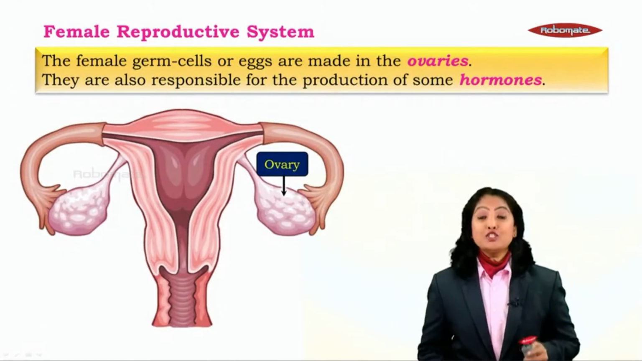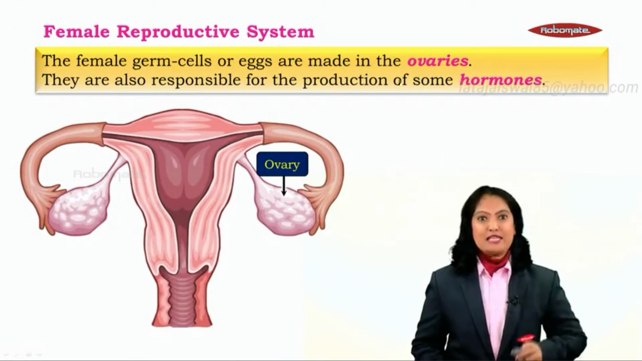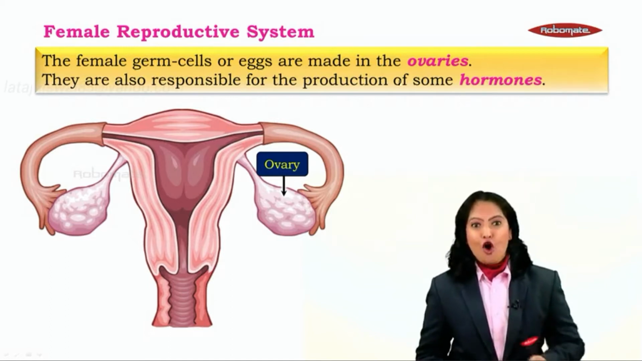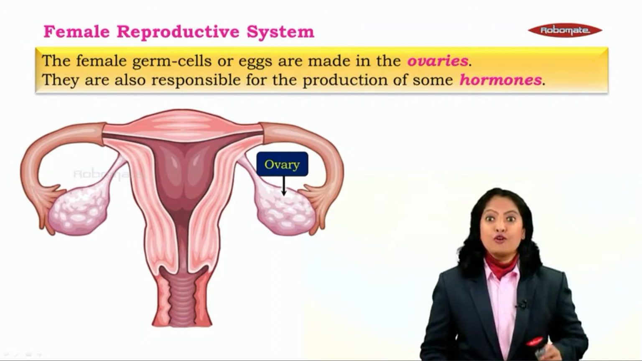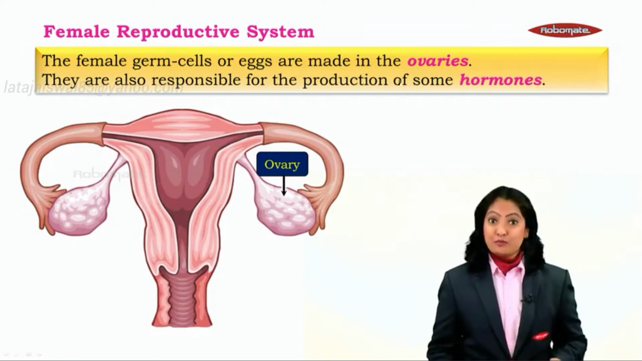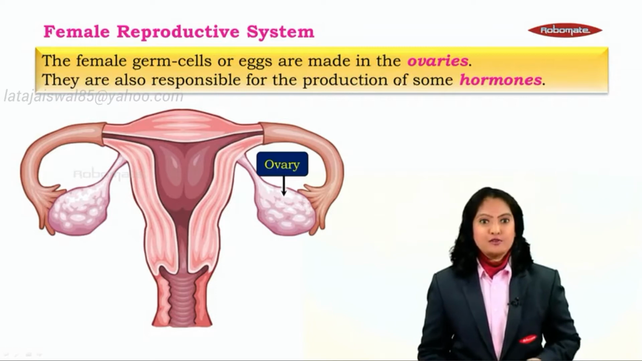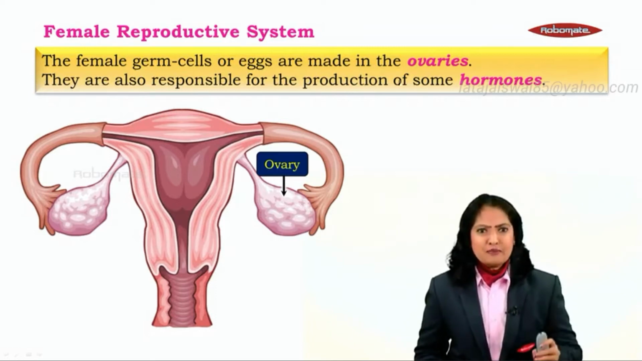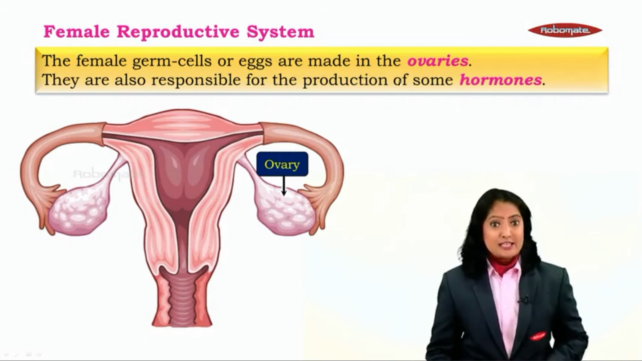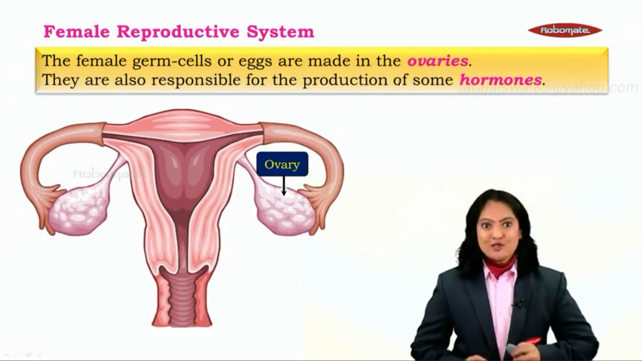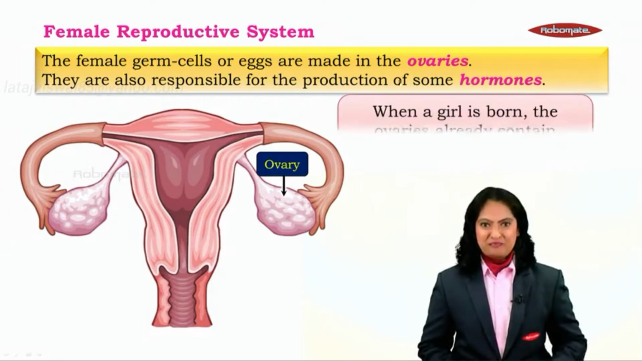The female germ cells or the female gametes called as the eggs are made in special organs called as the ovaries. They are also responsible for the production of some hormones. Ovaries are the main female reproductive organs. They secrete the female gametes called as the egg cells, and they also secrete certain hormones.